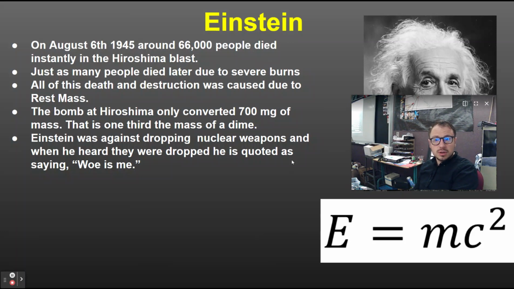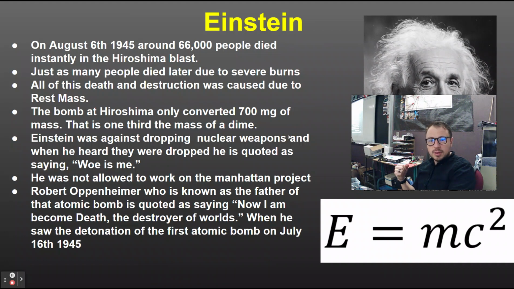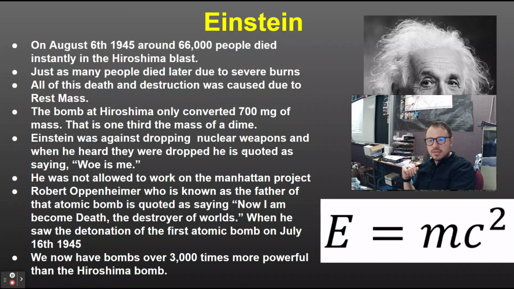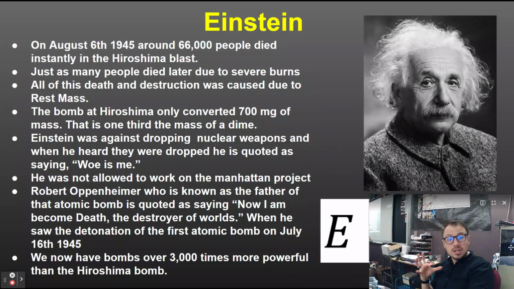Einstein was against dropping the nuclear weapons, and when he heard they were dropped, he is quoted as saying, "Woe is me," right? He was not allowed to work on the Manhattan Project, because he didn't agree with using the physics to make them. Now, Oppenheimer, who is known as the father of the atomic bomb, is quoted as saying, "Now I am become death, the destroyer of worlds," when he saw the detonation of the first atomic bomb on July 16, 1945. We now have bombs over 3,000 times more powerful than the Hiroshima bomb. So, very powerful stuff dealing with rest mass, the energy due to an object's mass.